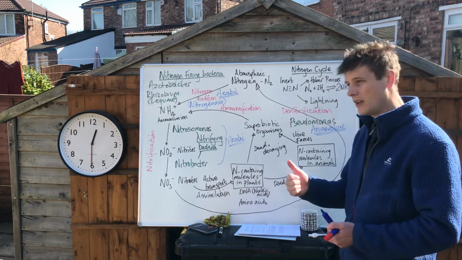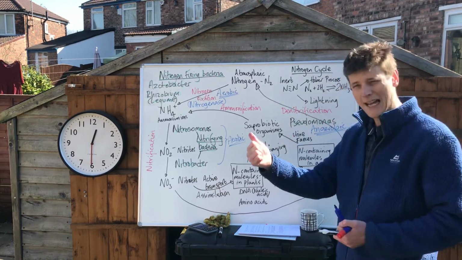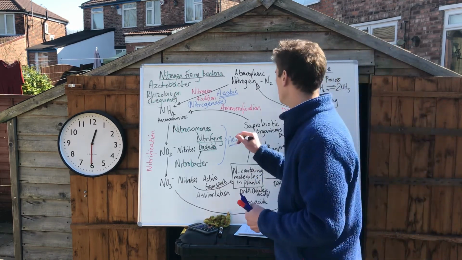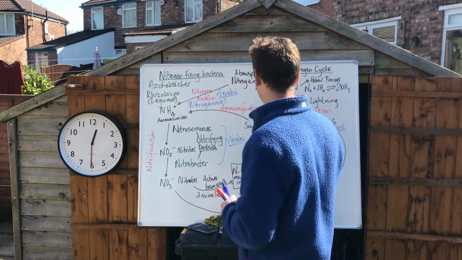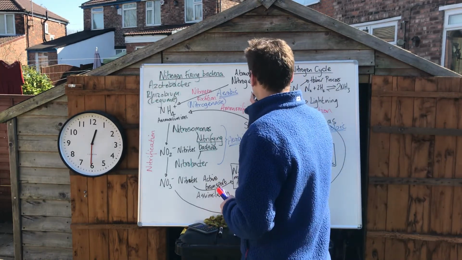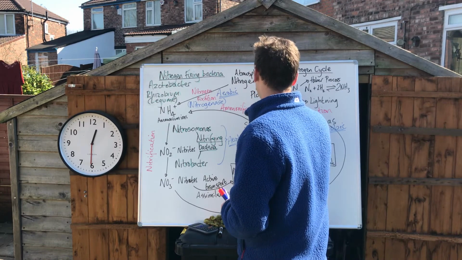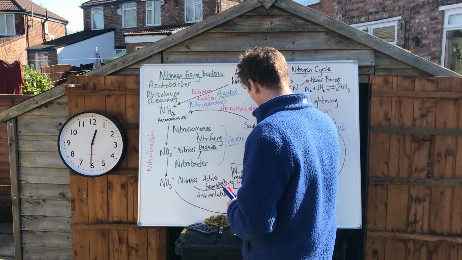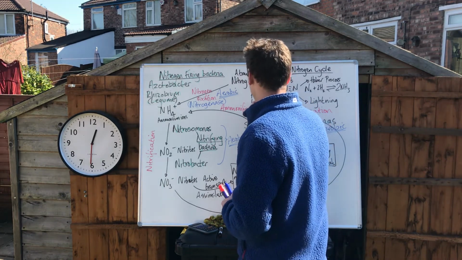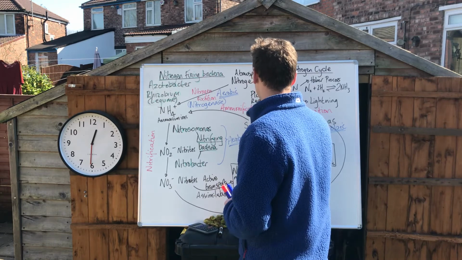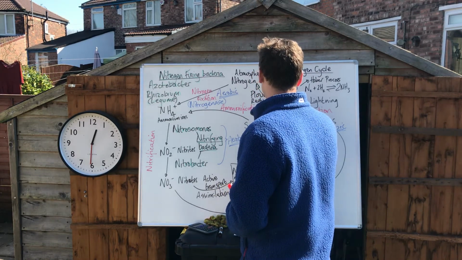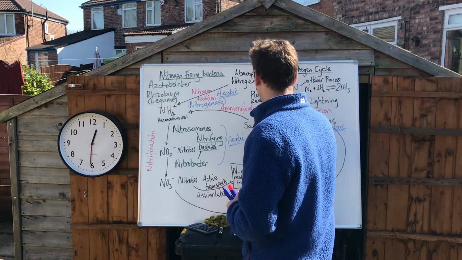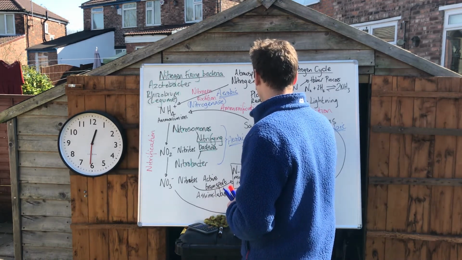Okay, so just in summary, what does a farmer do? Well, they plough their fields. I should write this down, shouldn't I? I'm running out of space here. So ploughing, what else do they do? Reduce waterlogging, and they add fertilisers.